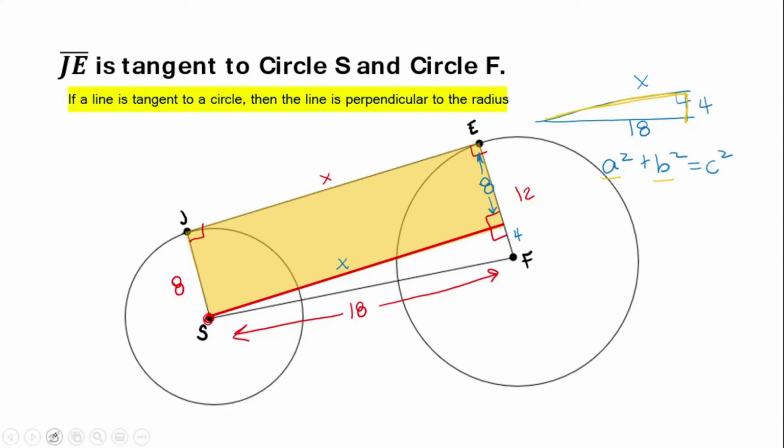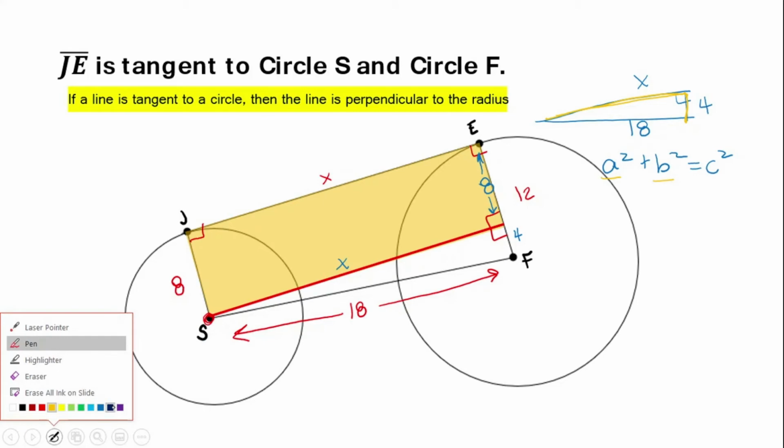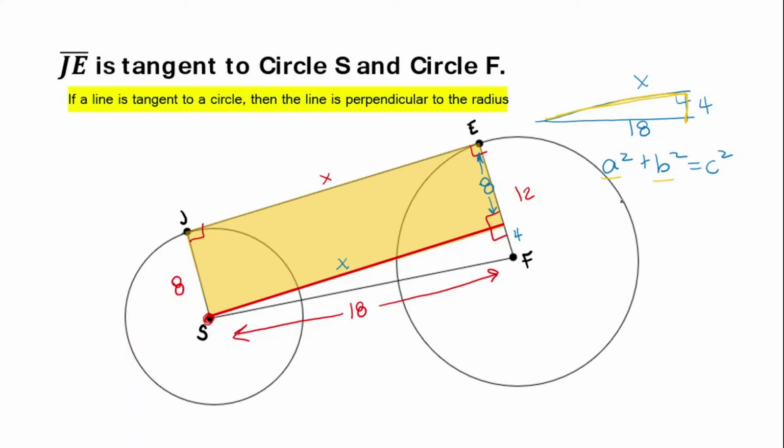And the hypotenuse is the side directly across from the 90-degree angle. So legs create 90 degrees, hypotenuse does not. Okay, so now we're going to plug in the information we have. We have x and 4 and 18. Okay, so let's see what we get at the end.